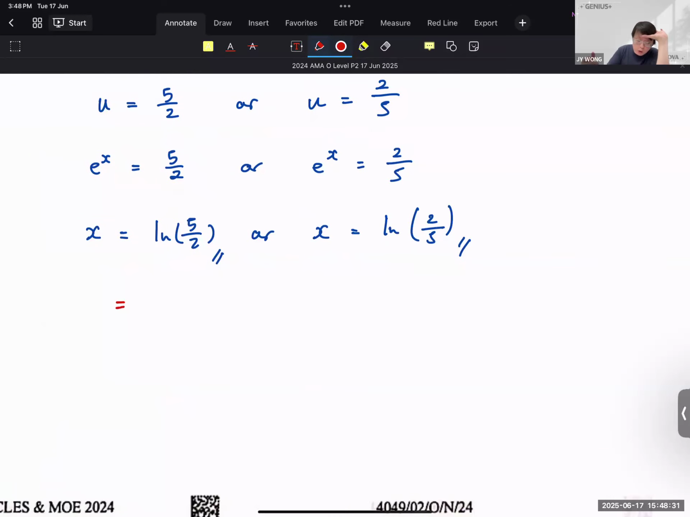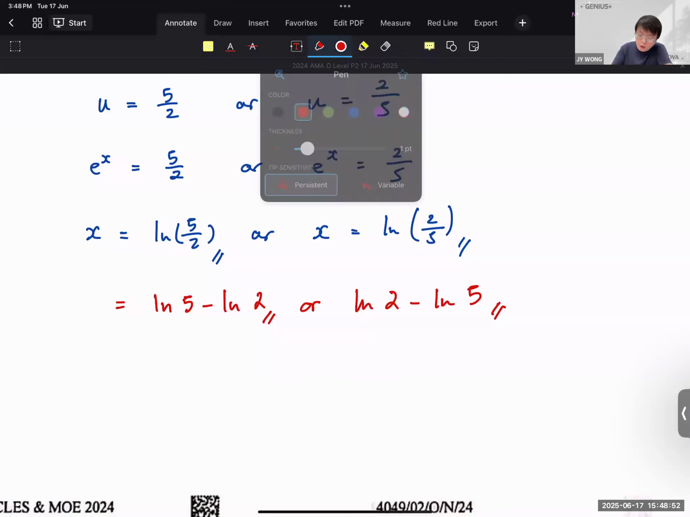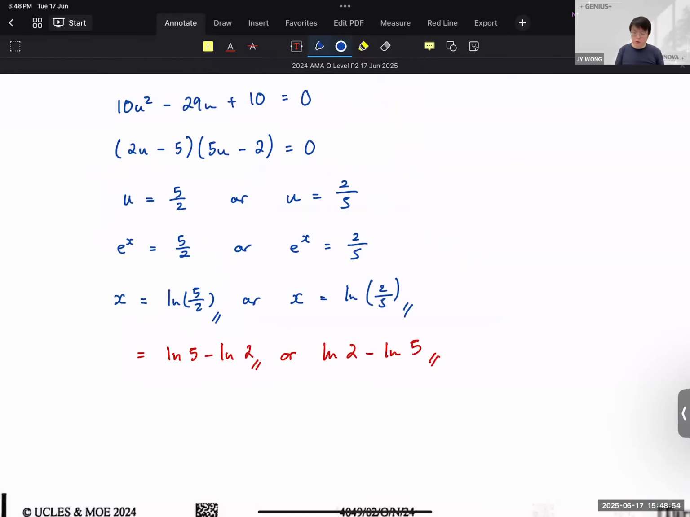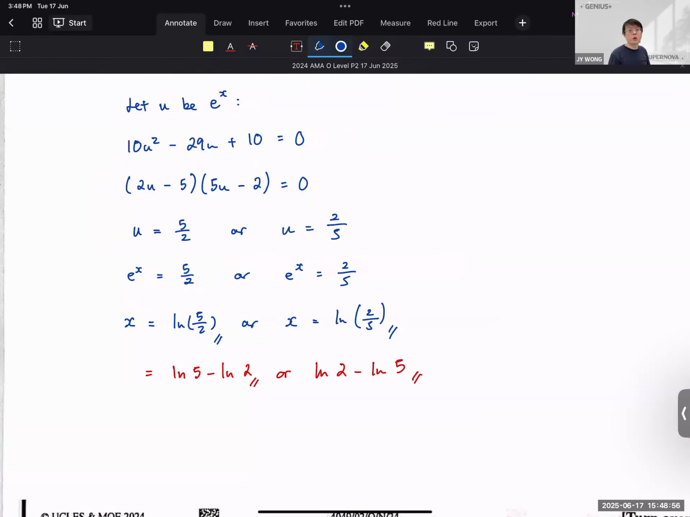Some of your school teachers will tell you you should simplify it further. So this will become ln 5 minus ln 2, correct? Or ln 2 minus ln 5. I don't think it's necessary, but if your teachers tell you that you should simplify it further, then you just simplify it this way.